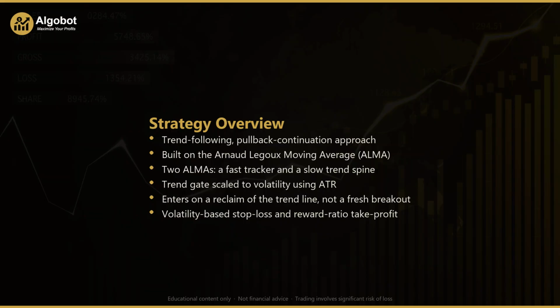The approach is designed with a genuine trend filter rather than just checking whether a line points up or down. It measures how far the spine has traveled over a set number of bars and compares that distance to recent volatility using the average true range. Only when the move is meaningful relative to volatility does the strategy consider the market to be trending. That keeps it out of flat, choppy conditions where reclaimed signals tend to whipsaw.